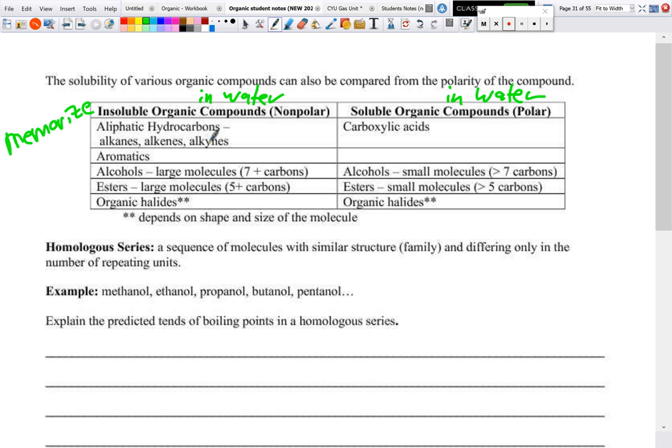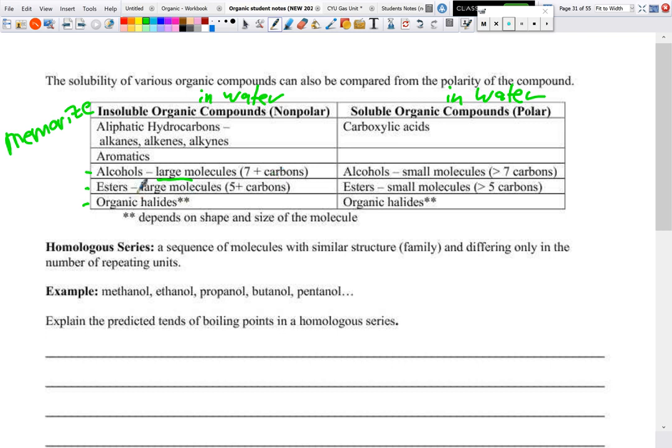So all aliphatics, no matter what, they're nonpolar, and aromatics. Now, just pay attention to the alcohols, esters, and organic halides right here. We have alcohols, so large molecules. The general rule is above 7 carbons. So if you get octanol, nonanol, and decanol, it doesn't really matter if it's decan-1-ol, 2-ol, 3-ol, or 4-ol. It's going to be nonpolar because it's just so large.